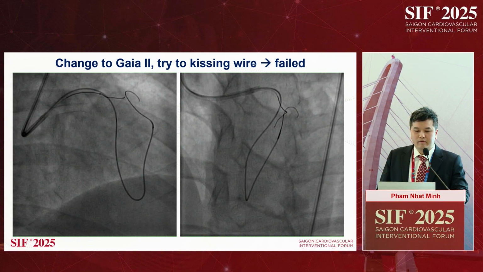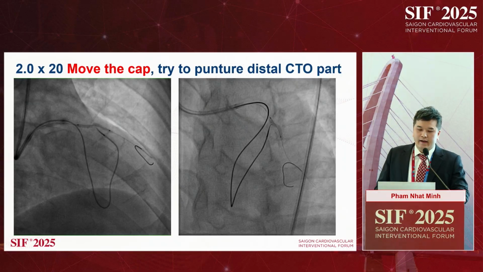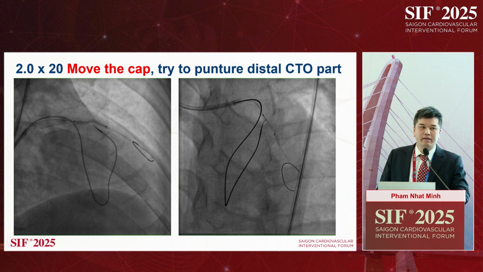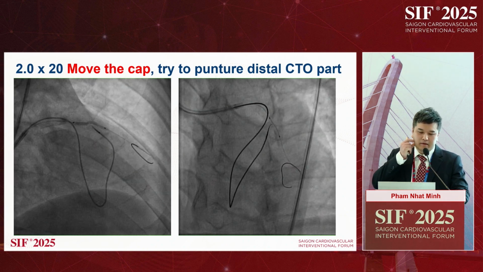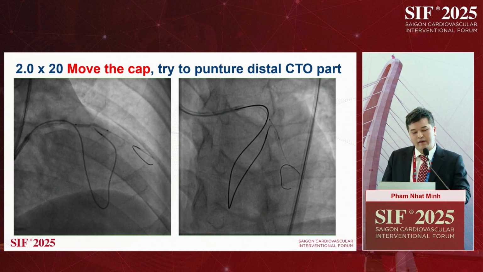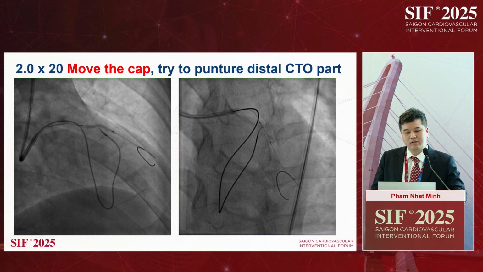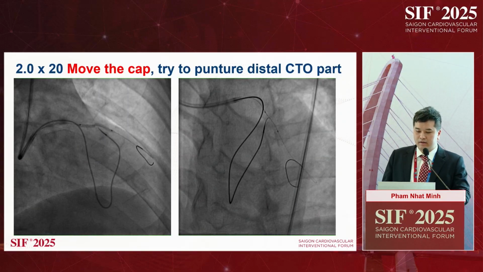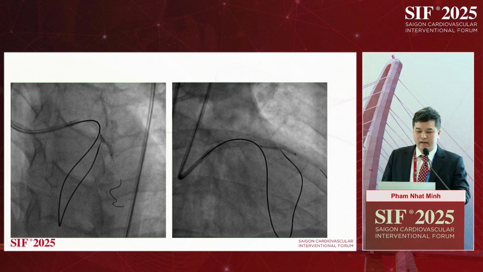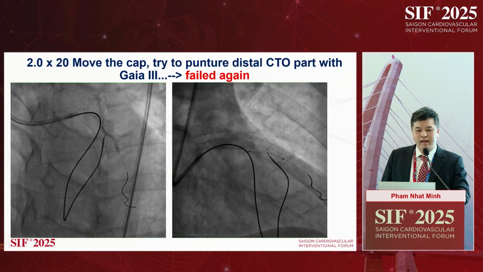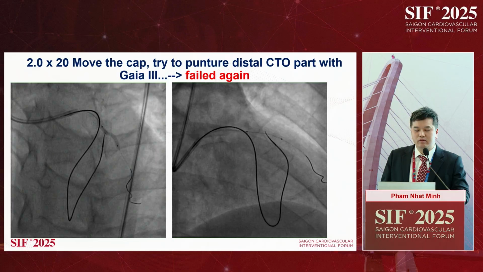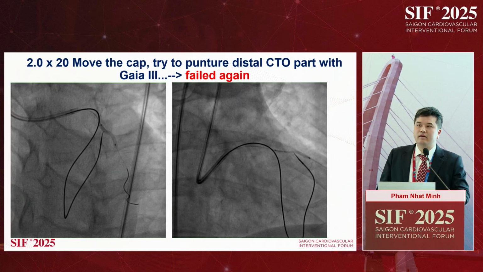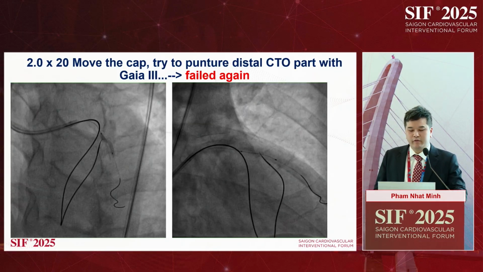But the first attempt failed, and then we tried ballooning of the side branch to move the cap of the antegrade wire, and then tried to puncture the CTO body from the distal part, but we still failed this time. Even when we tried to puncture the distal part of the CTO with a stiffer wire like Gaia, we failed one more time.